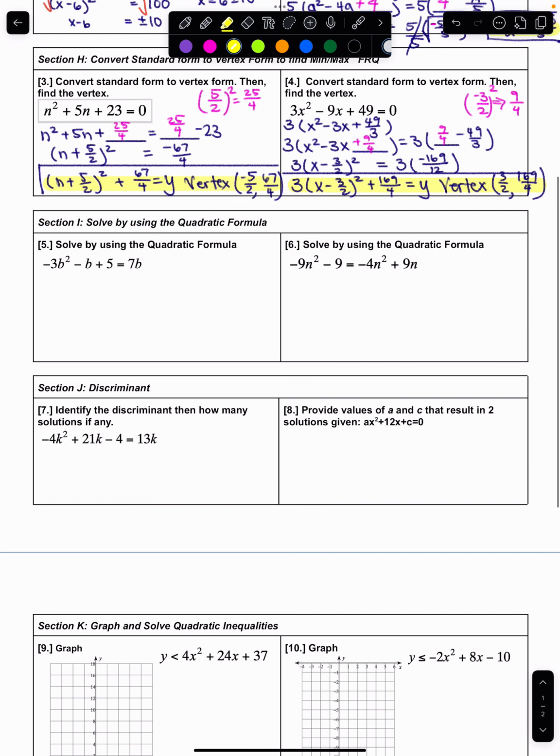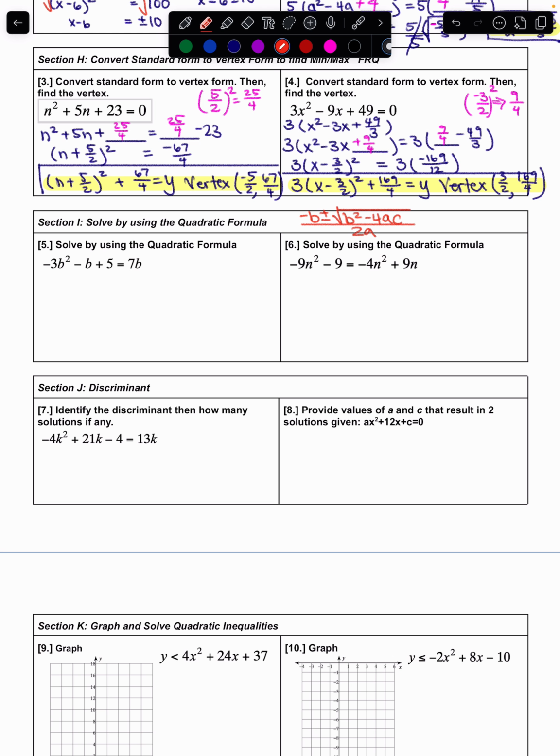Okay, so section I goes over solving by using the quadratic formula. Let's just write down quickly the quadratic formula. That is negative b plus or minus the square root of b squared minus 4ac, all over 2a. Now, this should be a review from Algebra 1.